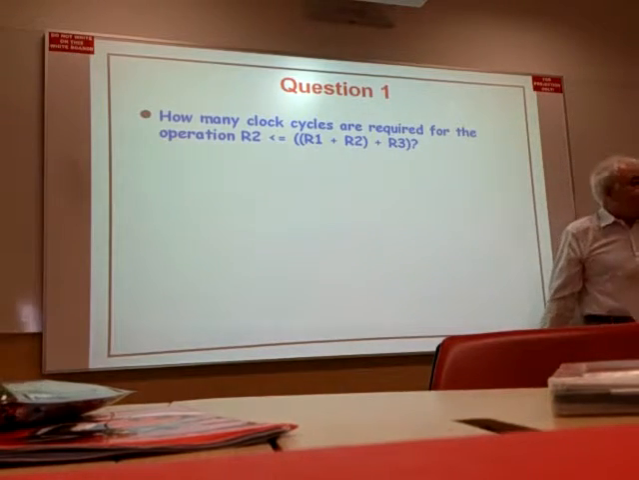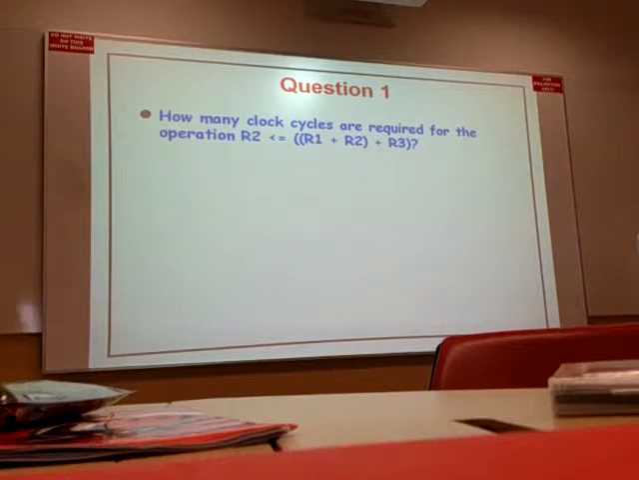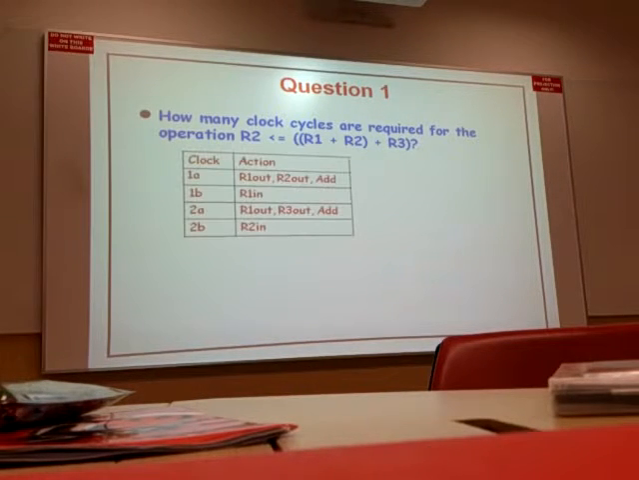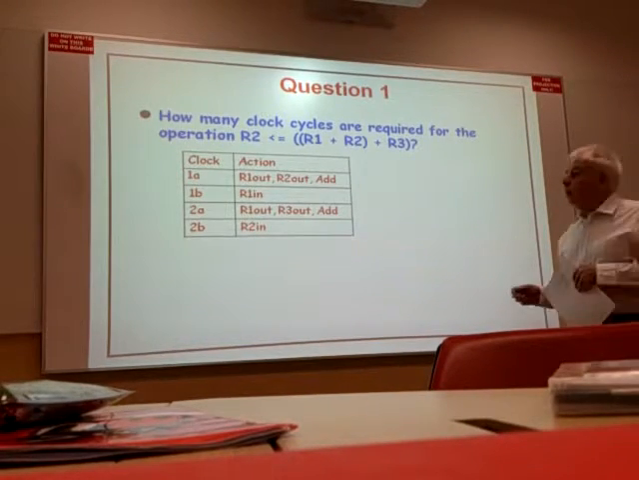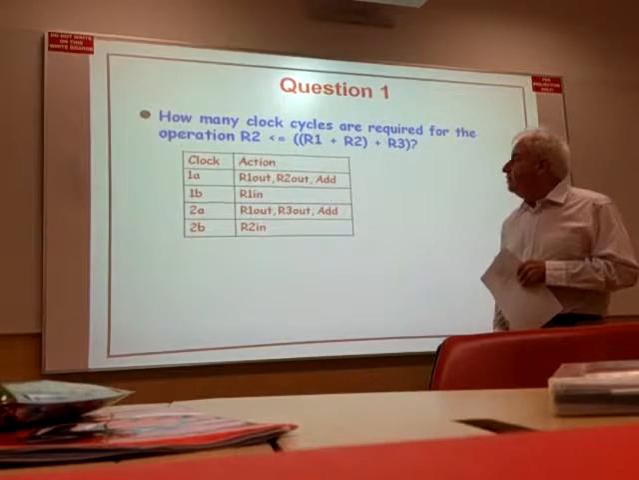So again, we have 3 buses to do this. How many clock cycles is this going to take? Okay, so again, we can write a table. The first clock cycle is the same as before.